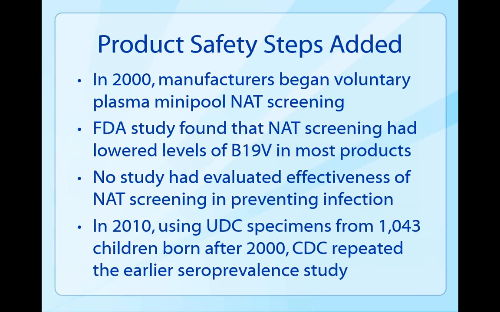So in 2000, the manufacturers began a voluntary plasma mini-pool nucleic acid testing screening. What this amounts to is that a special test is applied to the pools that go into making these products, looking for parvovirus B19, and if found, the product is not further manufactured into a plasma-derived product. An FDA study found that this screening had lowered the levels of B19 in most products, but no study had evaluated the effectiveness of this screening process on preventing infection. So in 2010, using UDC specimens collected from another 1,000 children who were born after 2000, we repeated the earlier study.